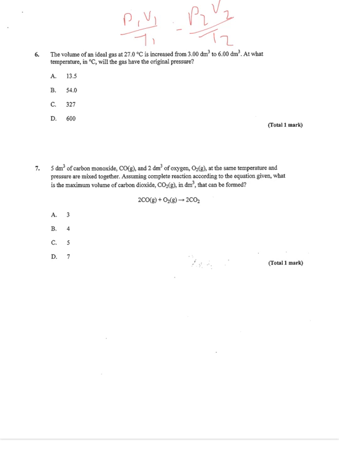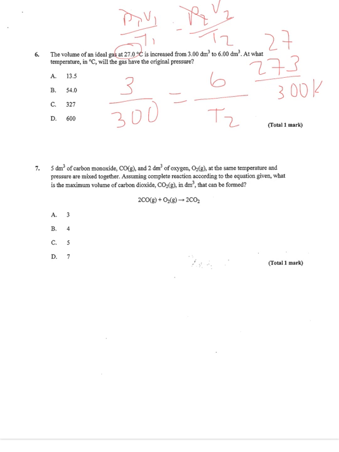So what it's telling me is P1 and P2 are going to be the same. So I can eliminate them, or I can make up a value if that would make you feel better, but P1 is going to equal P2. So then the volume is 3 decimeters, becoming 6 decimeters. T2 is what I'm trying to find. T1 is 27 degrees, but I have to change that. I have to add that to 273 and change it to 300 Kelvin.